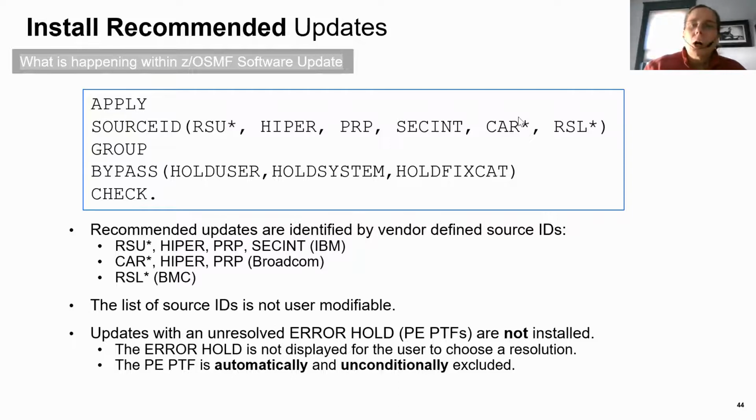Okay, CAR, hyper and PRP is the recommended source ID that Broadcom recommends for its particular product. So we have included that into the source ID list. BMC recommends RSL asterisk, and so for BMC, we have put that on the list of source ID.